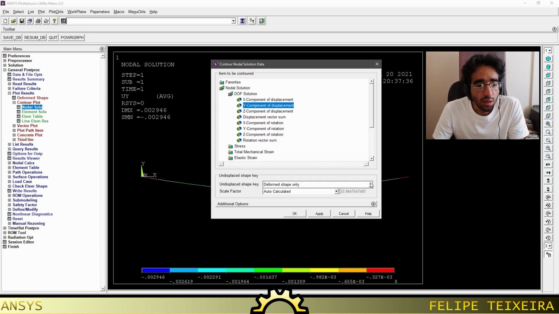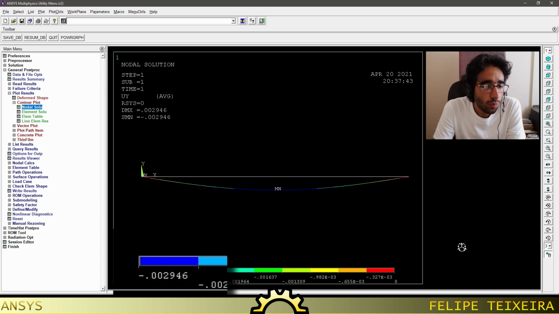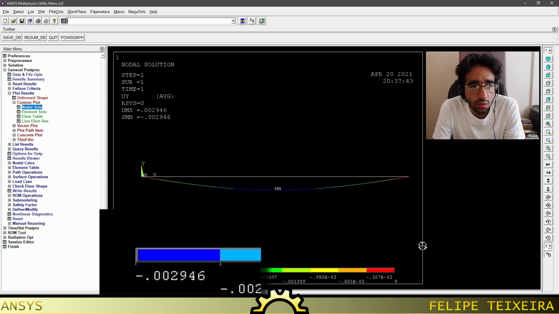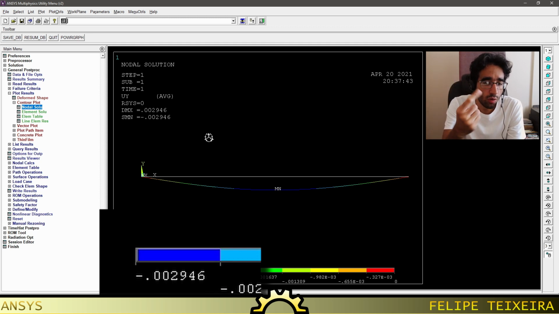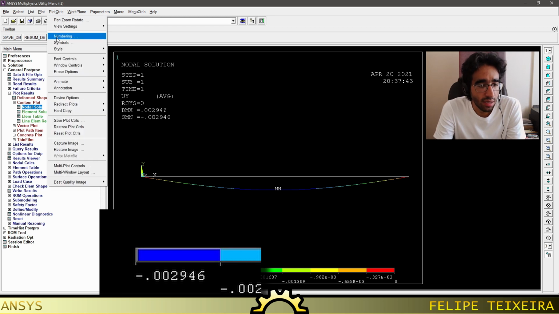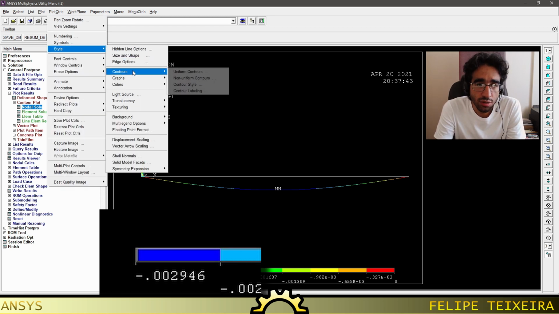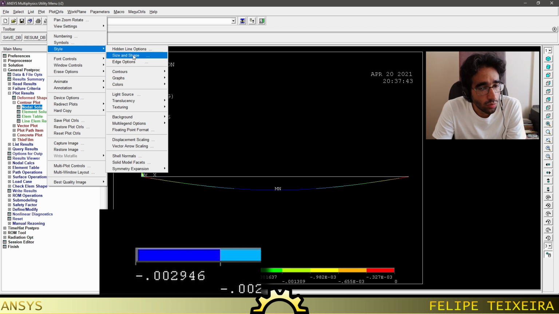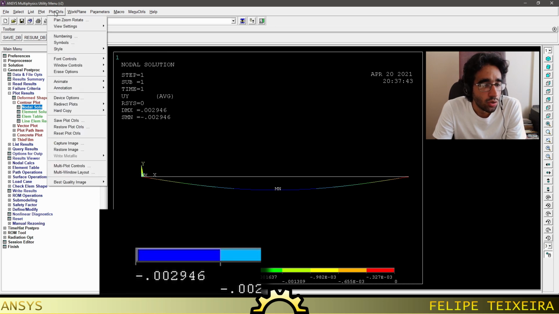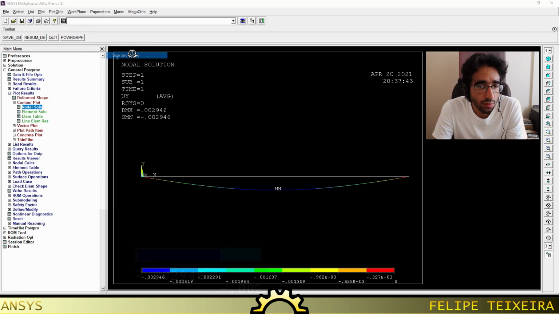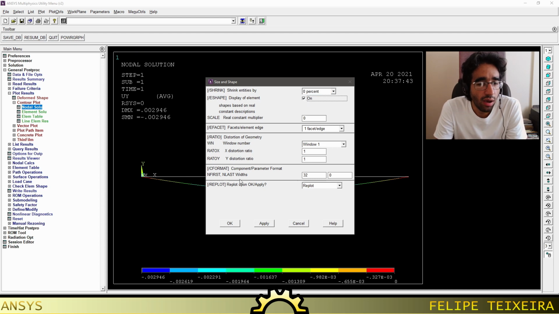So as you can see, the maximum value of the y displacement is minus 0.002946. First of all, why is it negative? It's negative because it's in the negative y direction. Y is positive, going up, but our beam is going down, so it's negative deflection. And since we're using SI units, this value is in meters. So 0.002946 is actually 2.946 millimeters, which, if you remember, is the same value we found before.